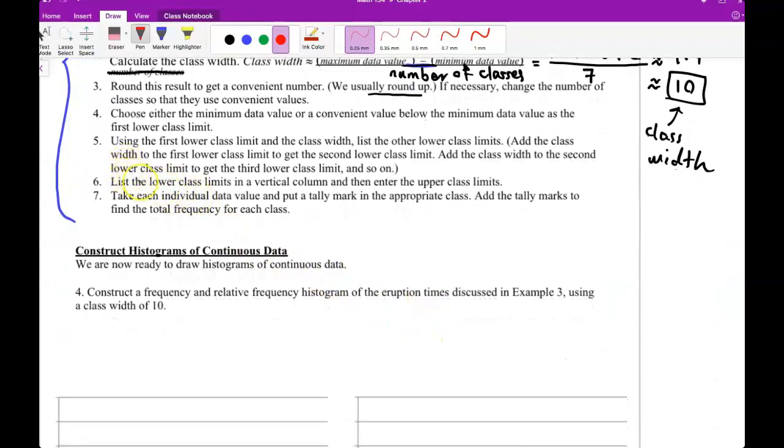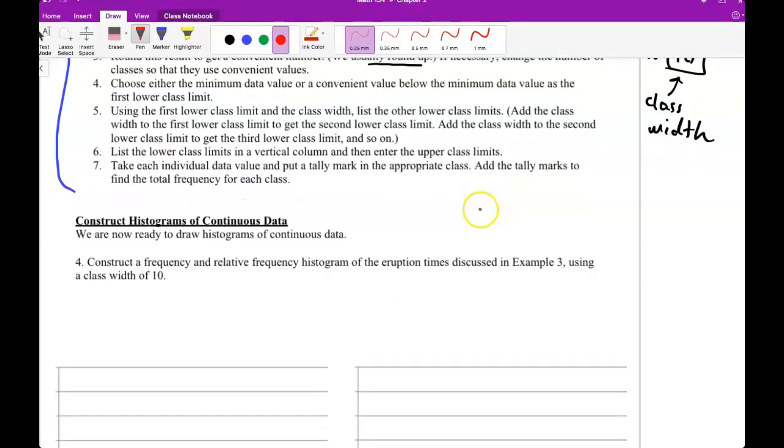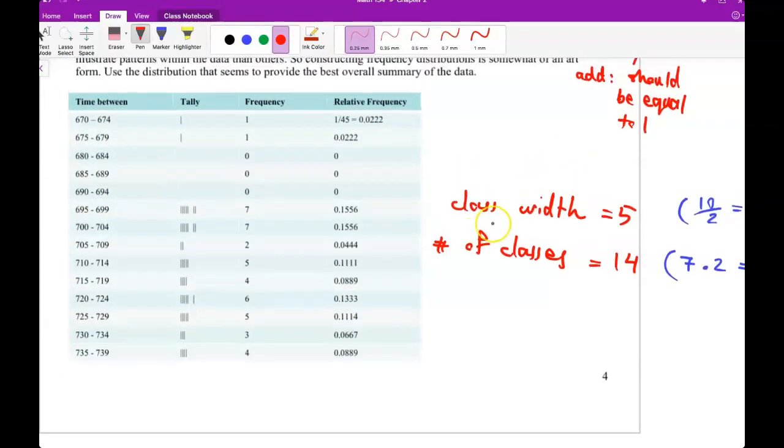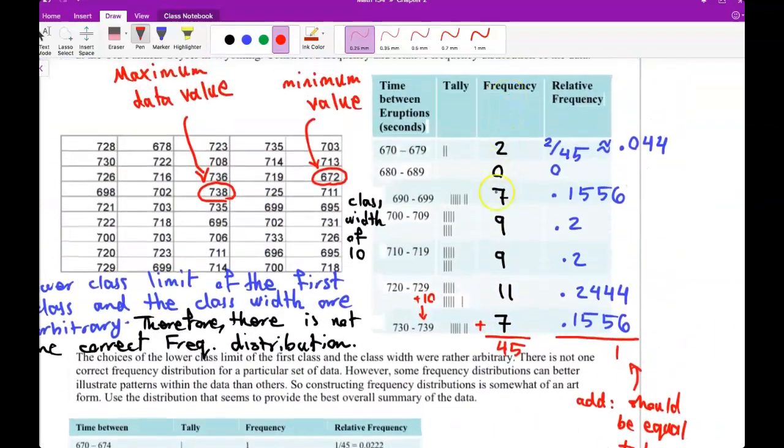So that is what I explained here, these 2 steps. And then after that, we got these numbers for frequency. So that was step 6.